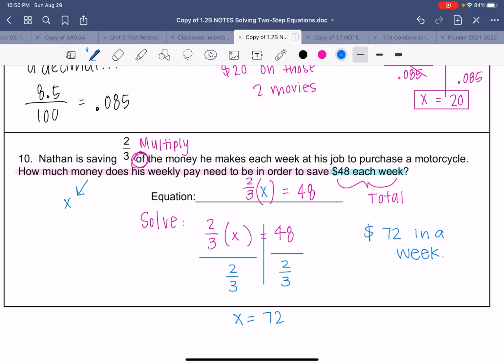All right. Little lengthy, but I hope this helps you understand wording and how to create an equation from a real-world scenario. Bye, guys.